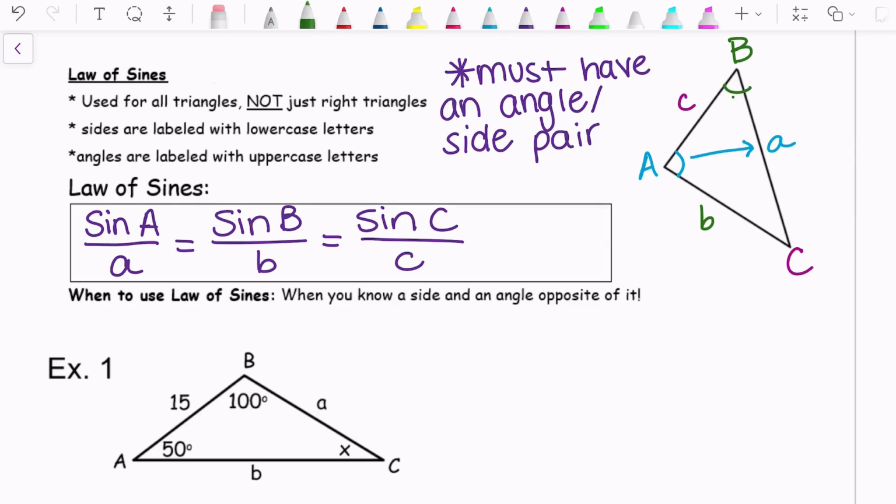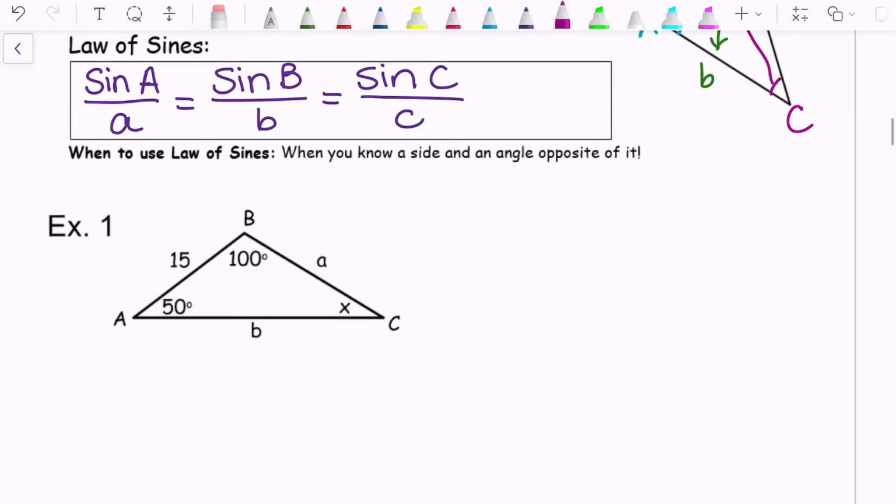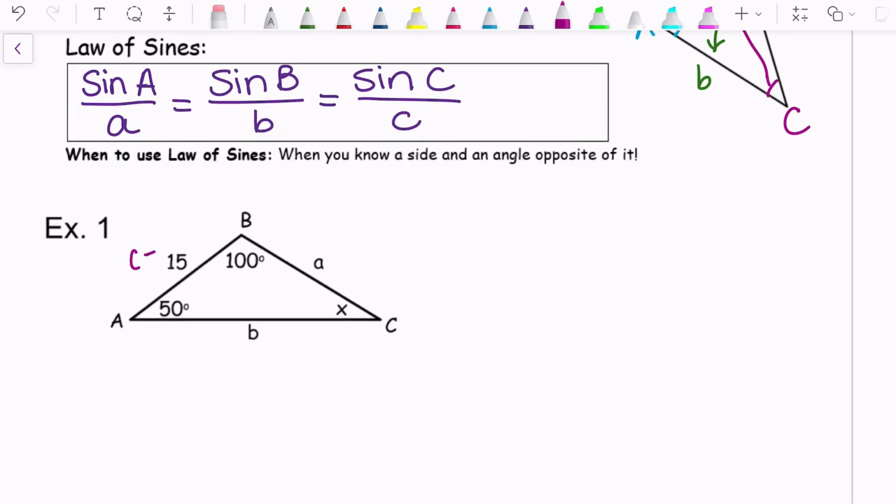So if I have angle B, across from it is side B, and if I have angle C, across from it is side C. You have to have a pair of a side and an angle with an actual measure to be able to use the law of sines. You have to have one pair. So if I'm looking at the first example, I see that I have angle B, but not side B. I have angle A, but not side A. And then I see C and side C. I have side C, so that's good news.